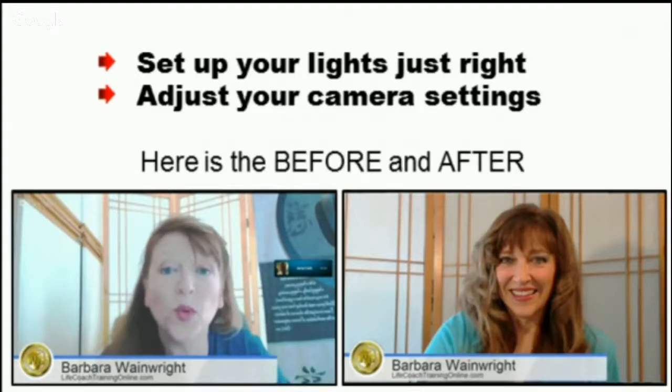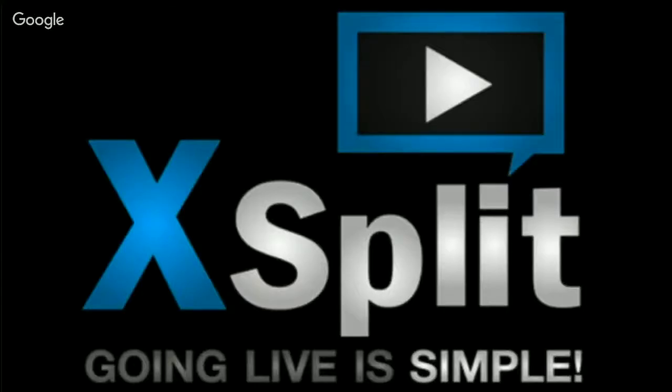So this is, again, Barbara Wainwright. All we did was basically adjust the camera settings, which is really important. I'll show you in just a second. I'll mess it up and then adjust my camera. And she has the backdrop behind her. That's the Asian screen. So it's not that complicated. You can actually look professional with very little effort.